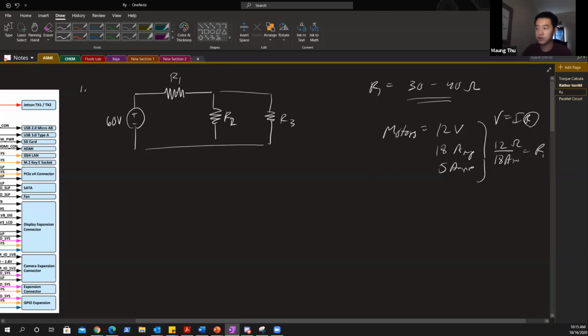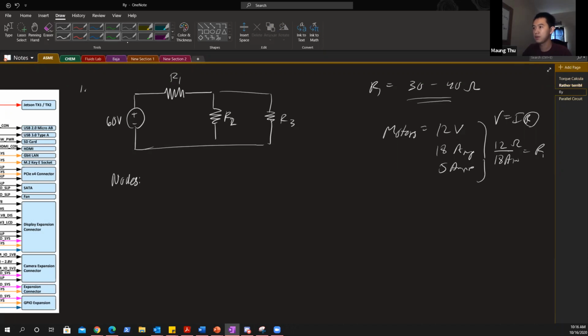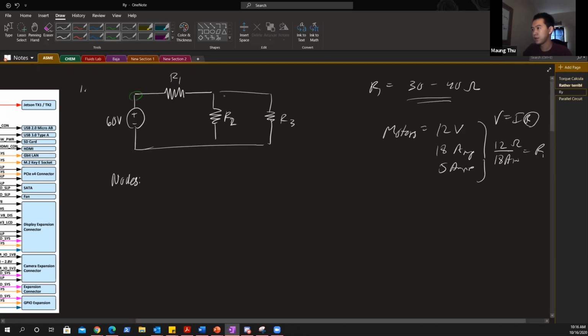Anyway, what you see here is a circuit, right? And the first step is to actually identify nodes. Now you may be asking, what's a node? Well, let me pinpoint what they are here. There's a node right here. There's a node right here. And there's a node right here.